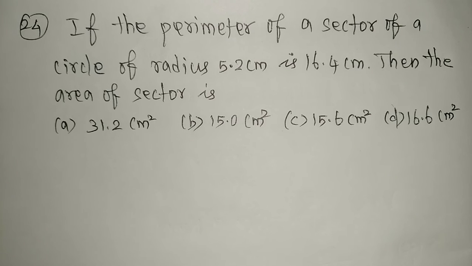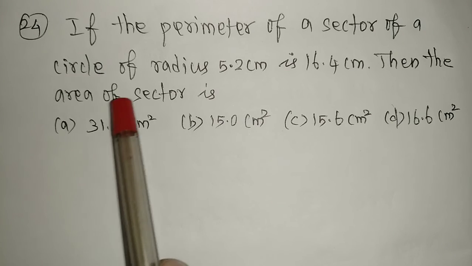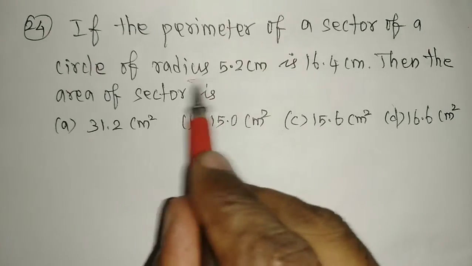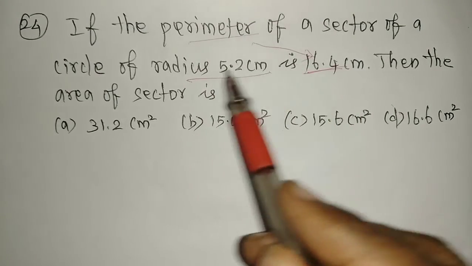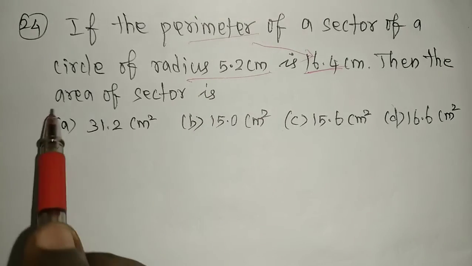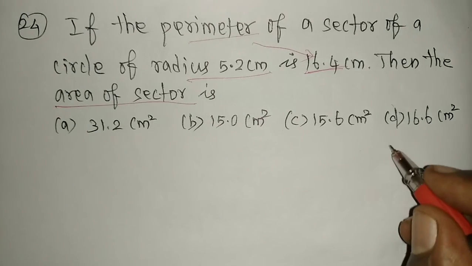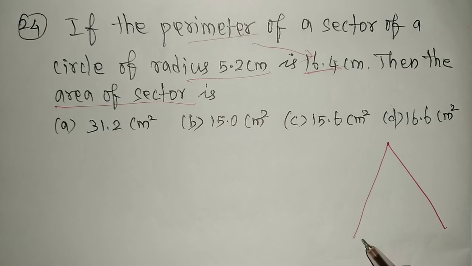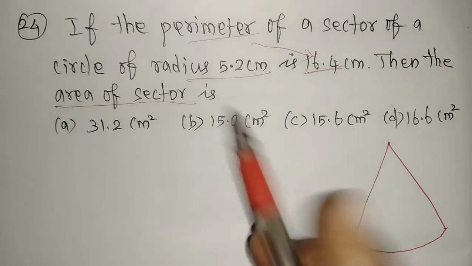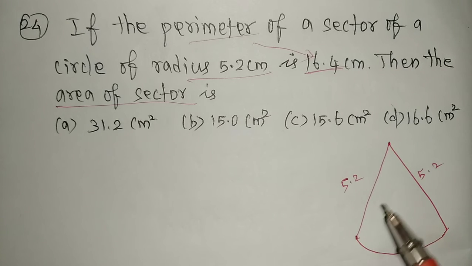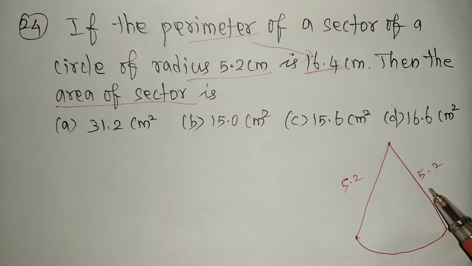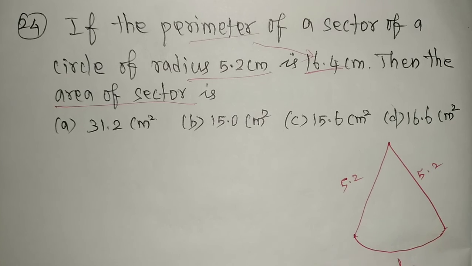If the perimeter of a sector of a circle with radius 5.2 is given, so perimeter is given, radius is given, then we have to find the area of the sector. Okay, so just draw the sector like that. Radius we have 5.2. Perimeter means the sum of these three parts, this length, all these things we call the perimeter. So this is the length of the arc, we know, so length of the arc L.